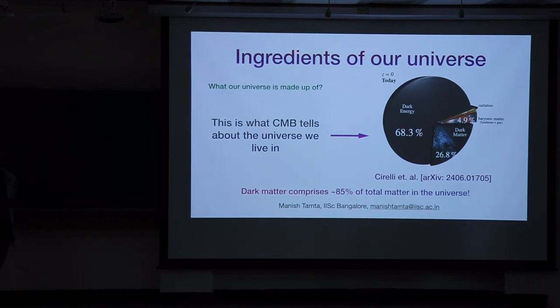So before getting into the nitty-gritties of what I mean by X-ray microlensing and what I mean by primordial black hole dark matter, we can ask a very basic question: what are the ingredients of our universe? What CMB observations tell us is that most of the universe is so-called dark energy and dark matter, and only 4.9% is ordinary matter. Dark matter comprises about 85% of the total matter in the universe, and now I'll focus on what I mean by this matter.